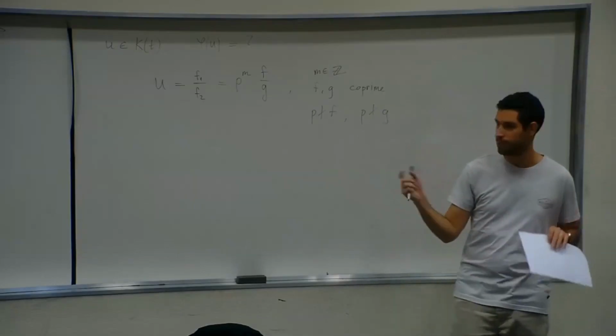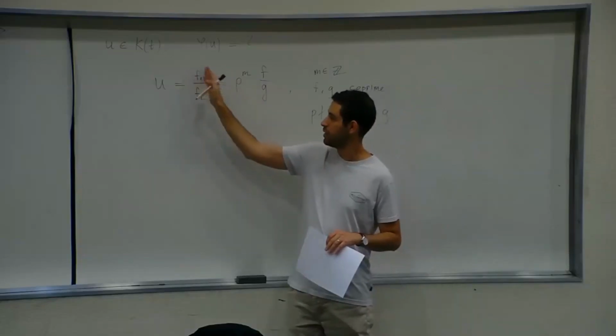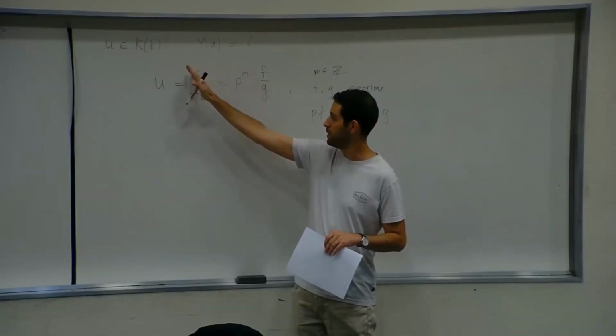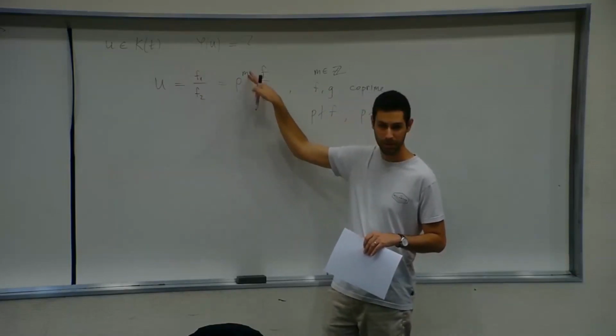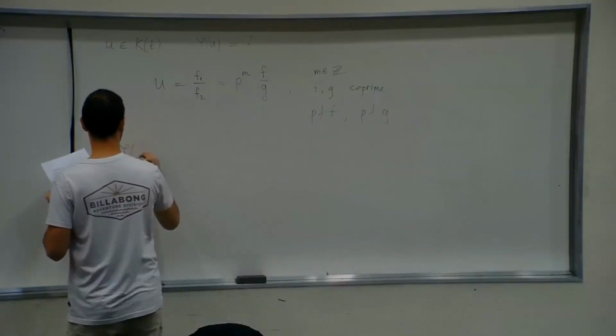So we can always do this. p is some specific polynomial. Take any rational function, take its decomposition into irreducible factors, take all the p's from here, all the p's from here, cancel. You will get a unique m, such that it is p to the m times f over g. Then what is phi of u?